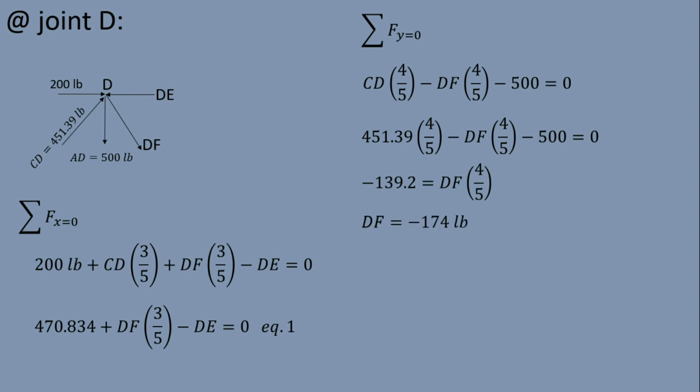So, we will get DF is equal to negative 174 pound. Ibig sabihin, mali yung assumption natin na direction. Hindi siya tension. Si DF ay 174 pound compression. So, bali ganito yung kanyang direction. Papush doon sa point D. Patulak, no? So, papalitan na natin yan.